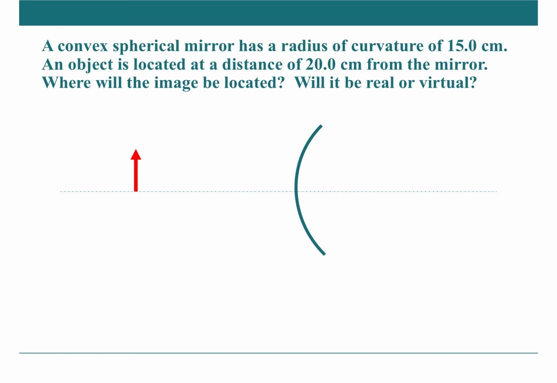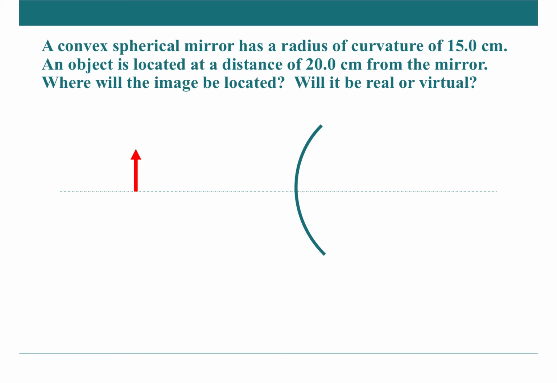So let's work some example problems using this mirror equation and our understanding of focal points for concave and convex mirrors. Suppose that we have a convex mirror illustrated here that's trying to image some object represented by this red arrow, and that this mirror itself has a radius of curvature of 15 centimeters. Our object is located 20 centimeters from the mirror along its optical axis. Where is this object's image going to be located? And will it be real or virtual?